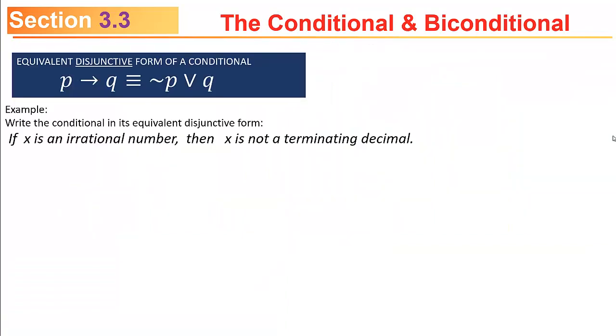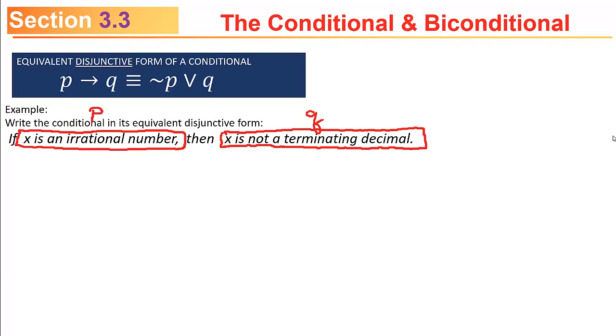Let's do another example with the disjunctive form of the conditional. What if I ask you to write the conditional in its equivalent disjunctive form? If x is an irrational number, then x is not a terminating decimal. Just proceed as before. "x is an irrational number" is the P. "x is not a terminating decimal" is Q.